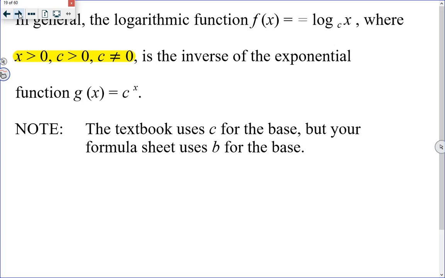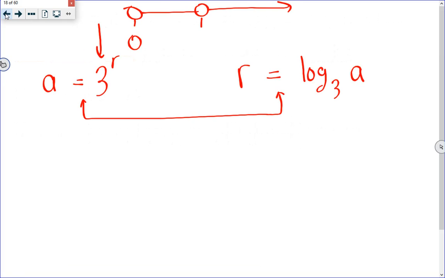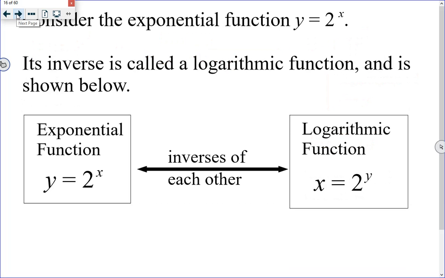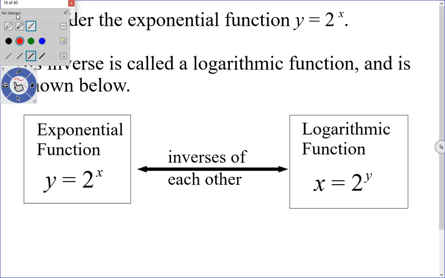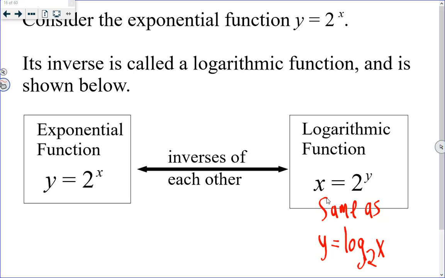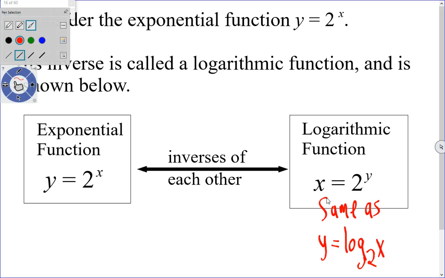I want to pause for a second here and make sure you understand this view that you're looking at, that y equals 2 to the x and x equals 2 to the y are inverses of each other. And added to that, x equals 2 to the y is the same as y equals log base 2 of x. And what that means, and this is where you can easily be confused because you might think we're going in circles here and we're not.